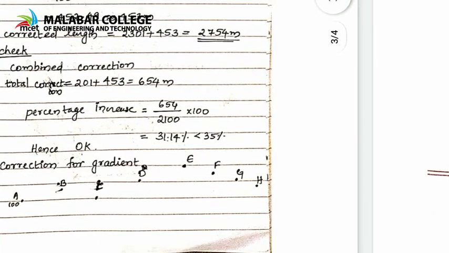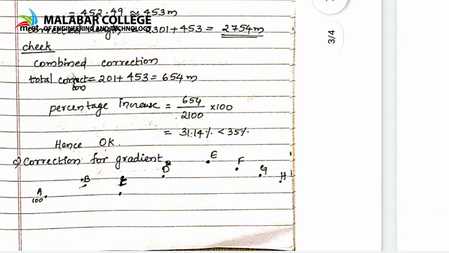Correction is okay. Then correction for gradient. Here we give different gradients for the points. That is, for the 0 to 300 chain lengths we consider A, B, C, D, E, F, G and H. There are 8 points.